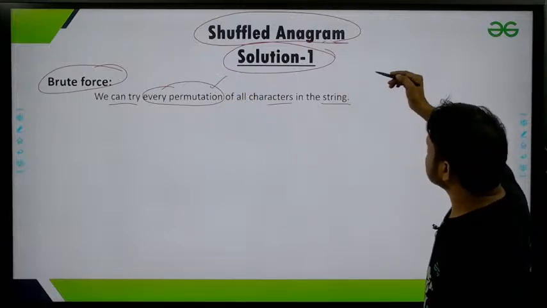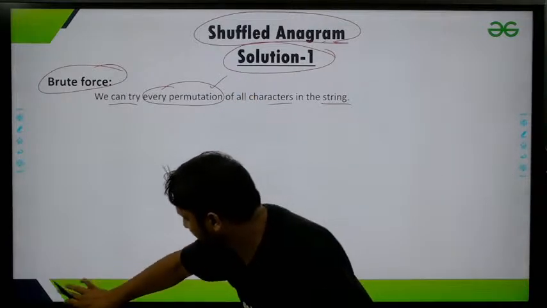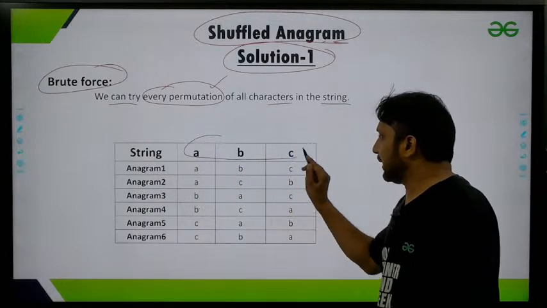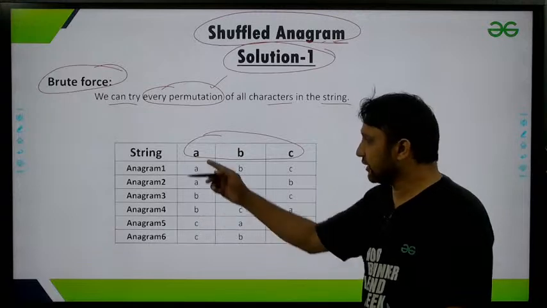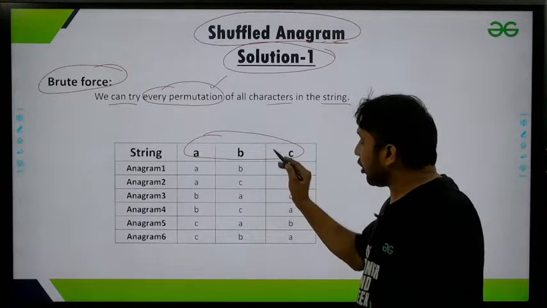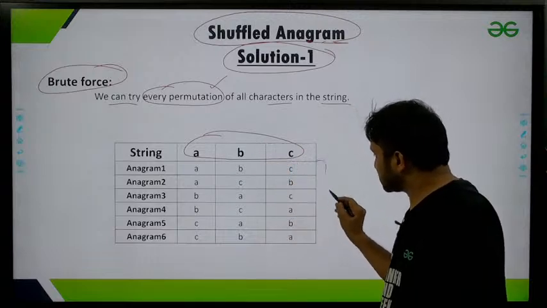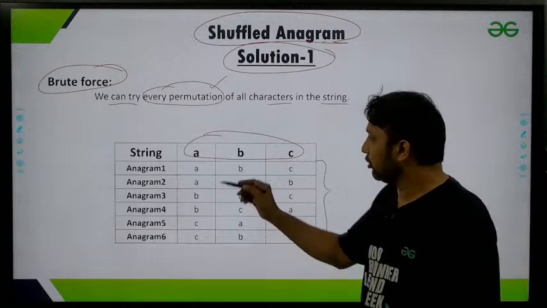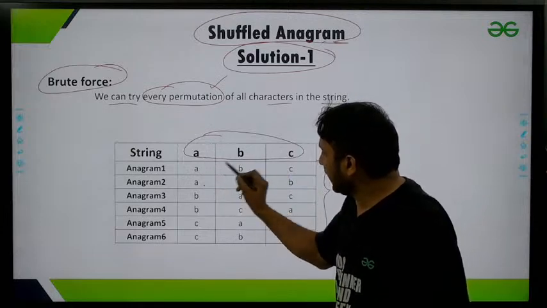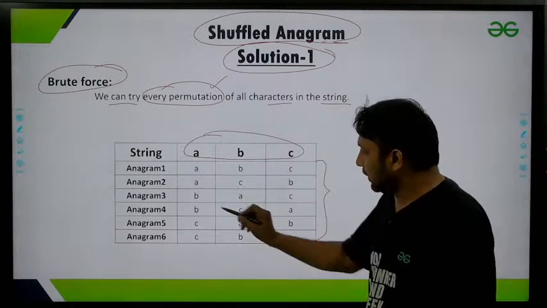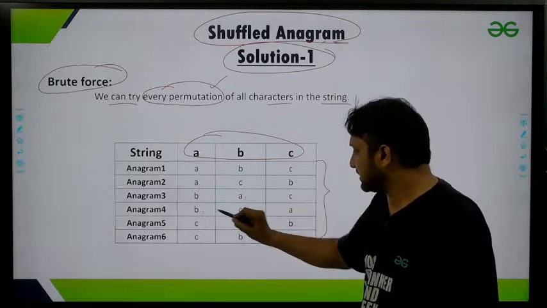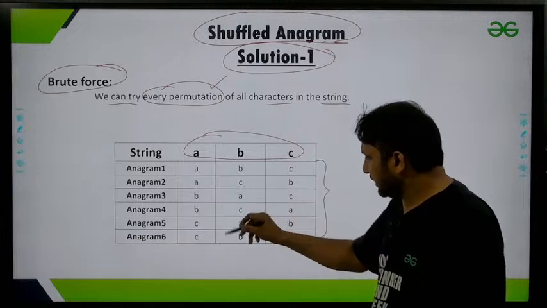For example, let's suppose this is our input string, ABC. How many permutations can I make? This many permutations I can make. I can write ABC, or A, then C, then B, or maybe B, A, then C, or maybe C, B, A, and so on.